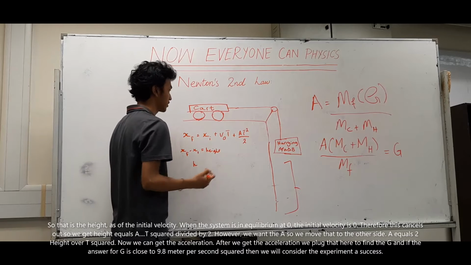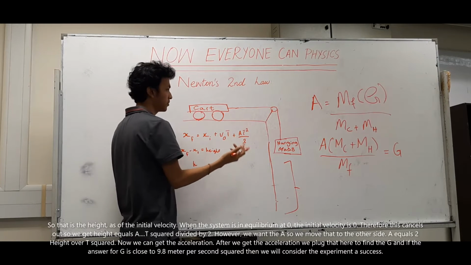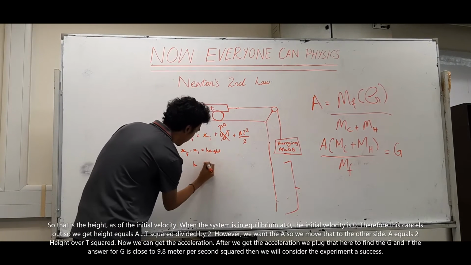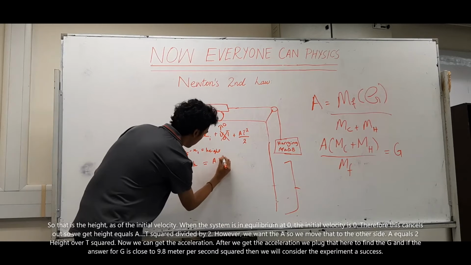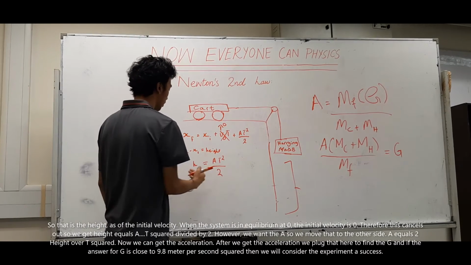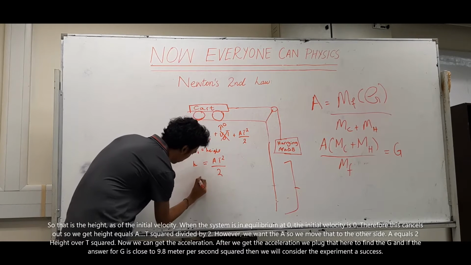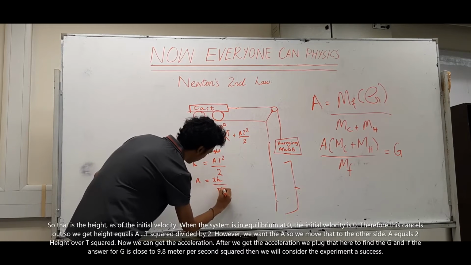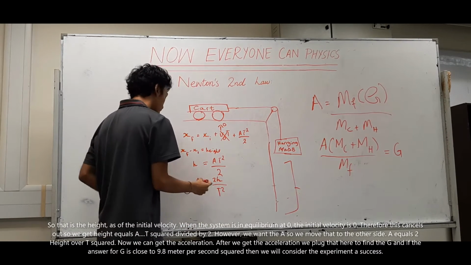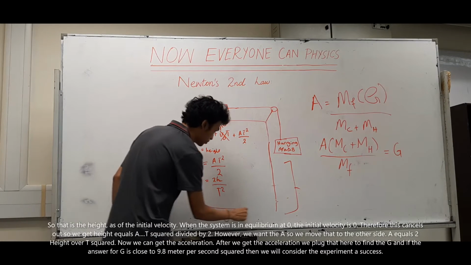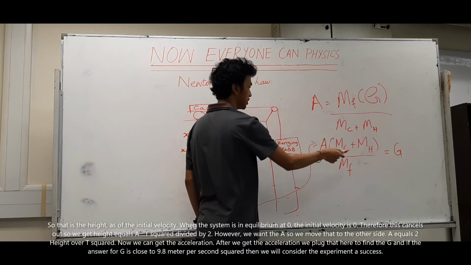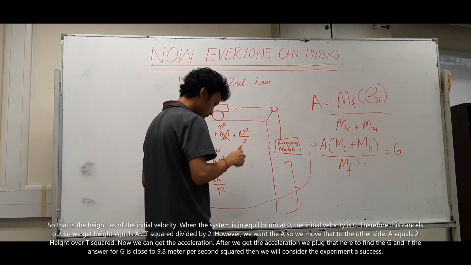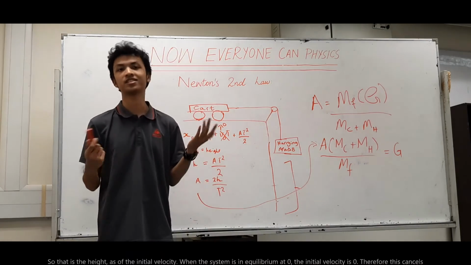As for the initial velocity, when the system is in equilibrium, it's 0, so this is cancelled out. So we get height is equal to a t squared by 2. We want the a, so we move them to the other side. So a is equal to 2h by t squared. Now we can get the acceleration. After we get the acceleration, we substitute this in this equation to find the g. If the answer for g is close to 9.8, we'll consider the experiment a success.